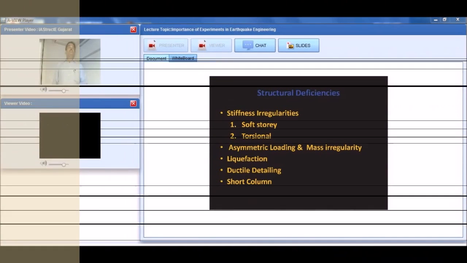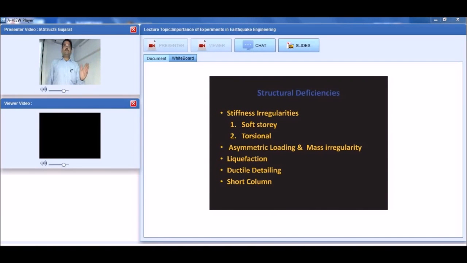You focus on structural behavior. Dynamics part is over, because dynamics generally we feel is very boring or very complicated, right? Because throughout our undergraduate program we learn only the static method of analysis. We are not putting any focus on dynamic analysis, right?